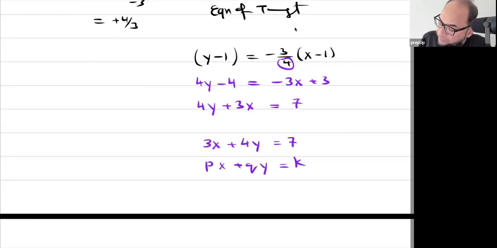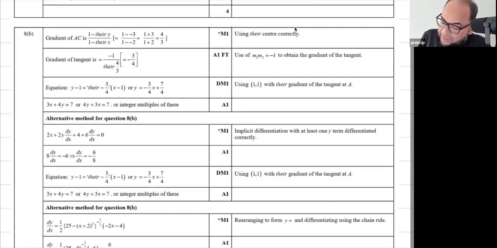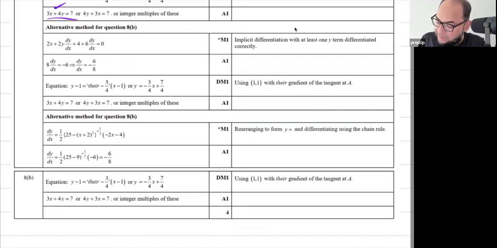Yes, it's in that format. And if they were to ask us separately, we can write it: p is 3, q is 4, k is 7. So there it is, 3x plus 4y equals 7. That is perfectly done. We are not interested in the alternative method.